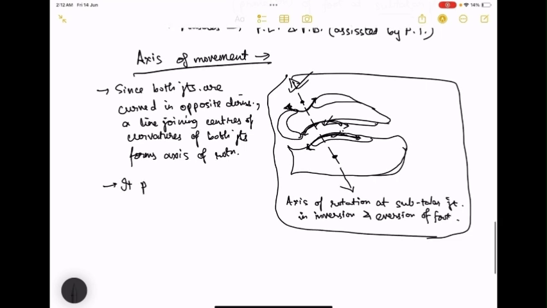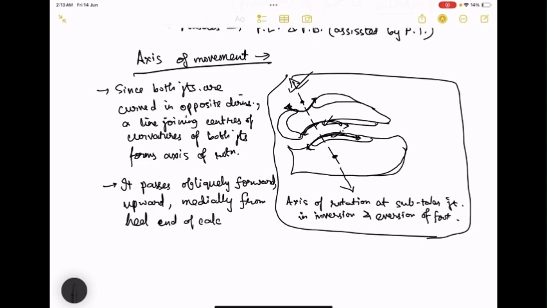It passes obliquely forward, upward, medially from heel end of calcaneus through sinus tarsi to dorsomedial surface of neck of talus.